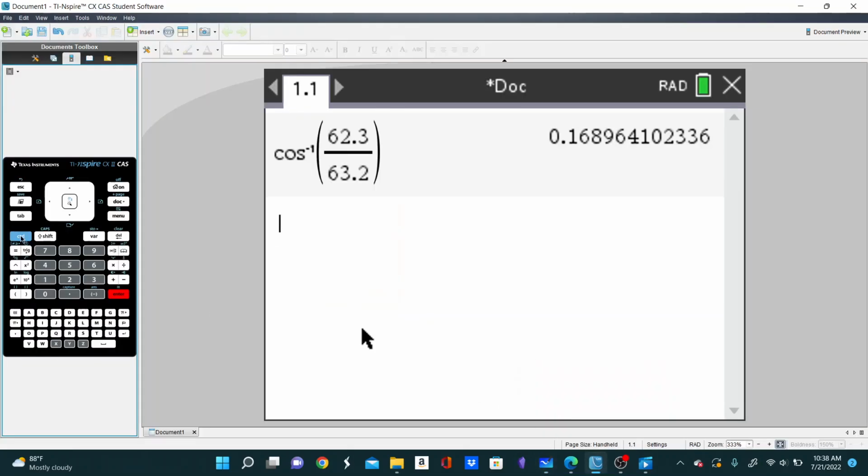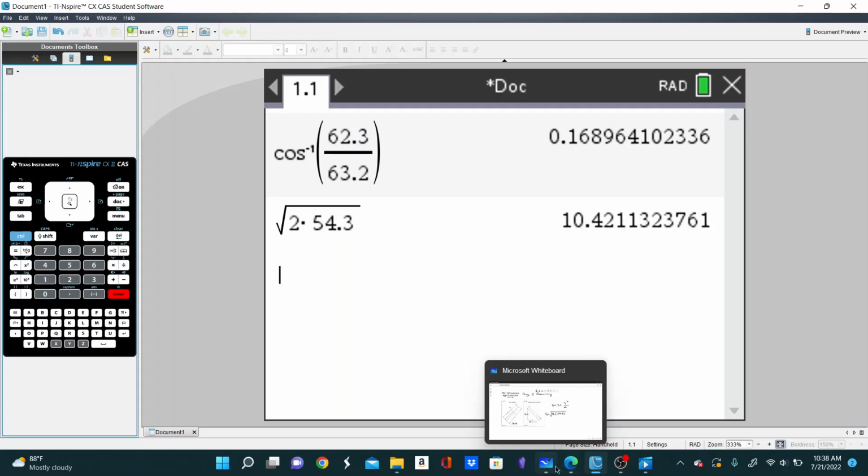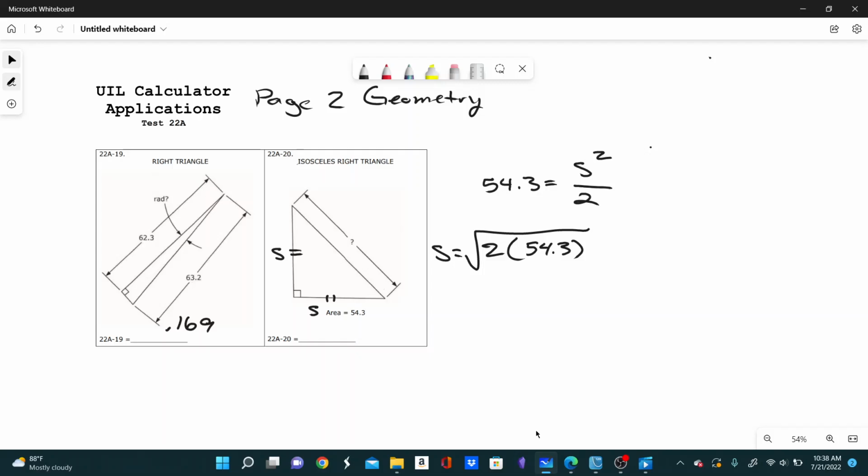So the square root of 2 times 54.3 will give us a side length of 10.42. So if the side length is 10.42, then to find the hypotenuse of an isosceles right triangle, otherwise known as a 45-45-90 triangle, if you have the side, to find the hypotenuse, you can just multiply by the square root of 2.